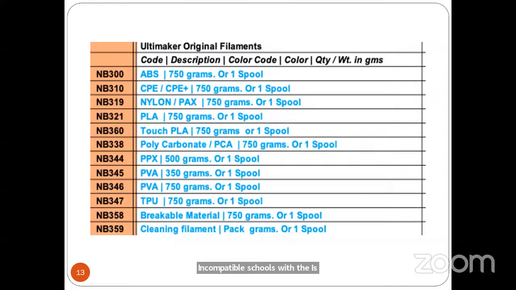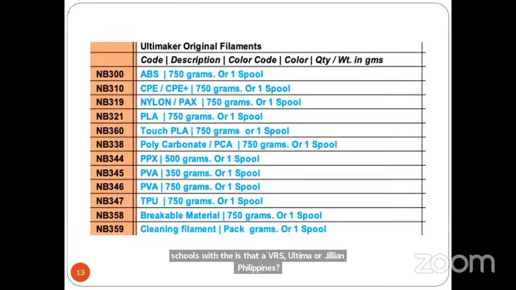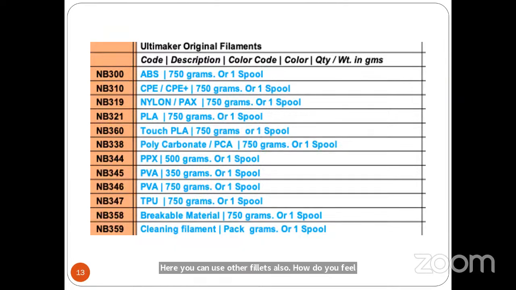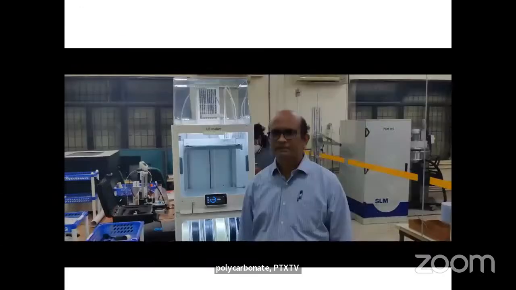These are the various Ultimaker original filaments. Here you can use other filaments also, but if you want to use only company filament, these are the different grades like ABS, CPE, nylon, PLA, tough PLA, polycarbonate, PP, PVA, TPU, breakable metals, cleaning filaments, etc. Let us see this video on how you use the Ultimaker S5 Pro.